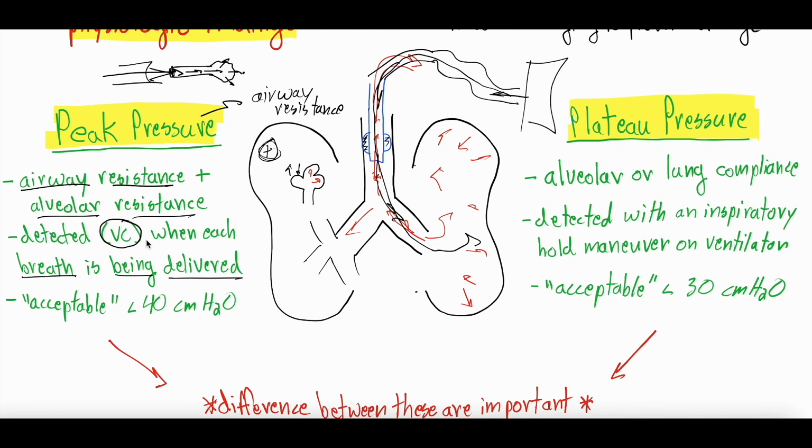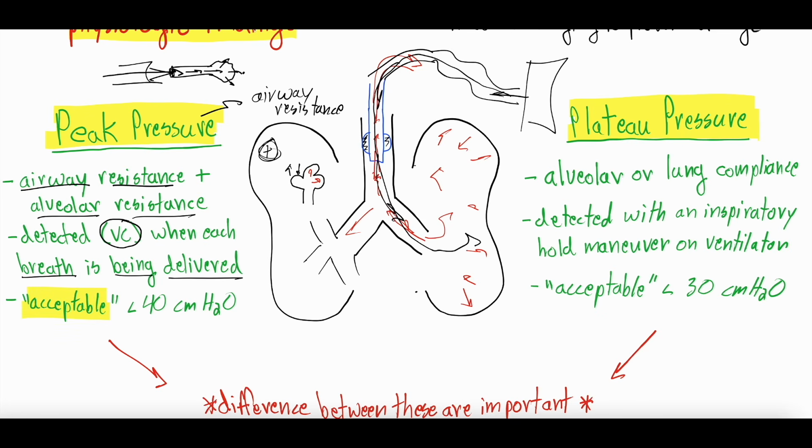But there are different modes of mechanical ventilation. There's volume control, there's pressure control, there's SIMV, there's APRV. There are all these different types of mechanical ventilation where you can deliver breaths differently. And peak pressure is really a discussion in this context for volume control, which is the most common modality of mechanical ventilation.